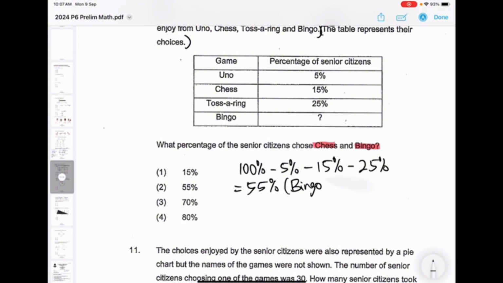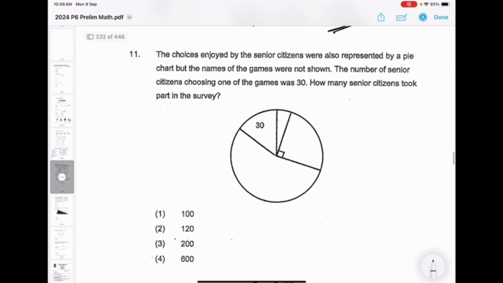But are they asking us for bingo? No, they are asking us for both chess and bingo. So what we want to do is take 55% for bingo and add 15% for chess. And that would give me a total of 70%. And this is your answer for question number 10. Okay, moving right on to question number 11.